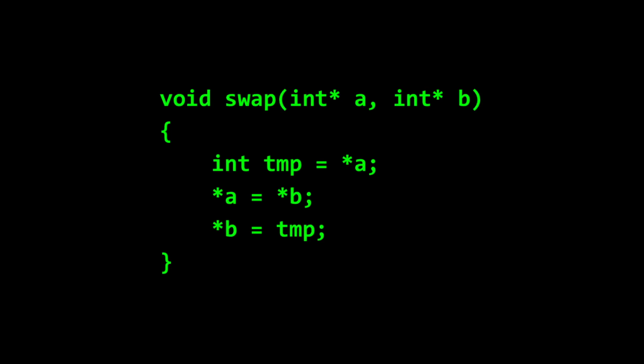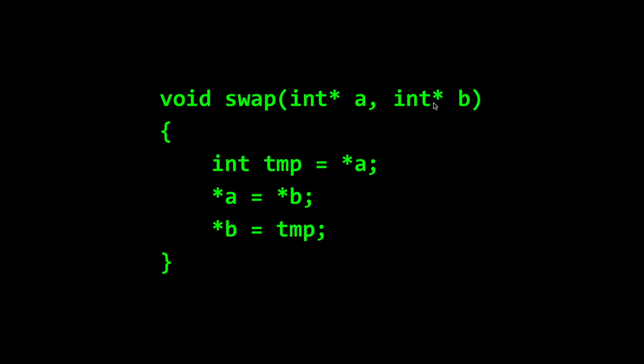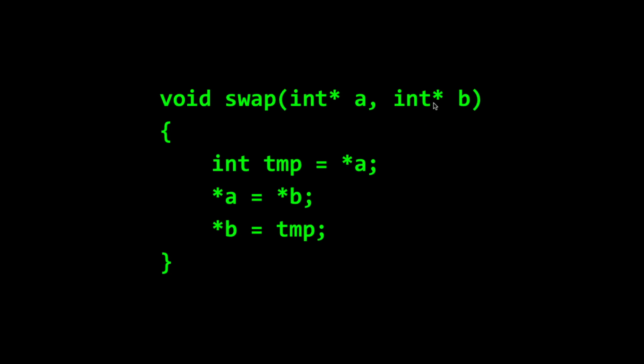The top line here, where it says int star A and int star B, is fundamentally doing the same thing as it always has. It is declaring 2 arguments or parameters to swap, the first of which is an int pointer called A, the second of which is an int pointer called B. The only thing that's new at this point is the fact that there's a star there. What does that mean? A is not an int. B is not an int. A is the address of an int, and B is the address of a different int.